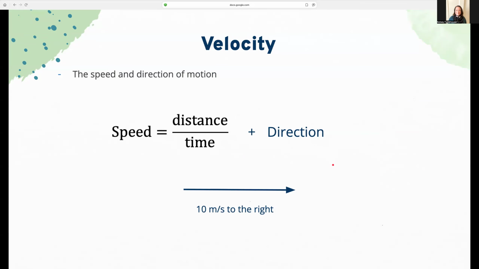Velocity is related to speed, as in speed is part of what defines velocity, but speed was just a number. It was just saying we're moving this fast. But velocity requires us to also know the direction that we're moving in. So it would be, for example, 10 meters per second to the right or to the left. So velocity depends on both speed and direction, and speed doesn't really care about direction.